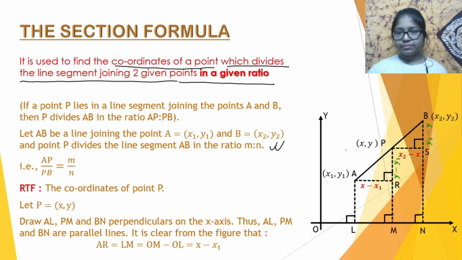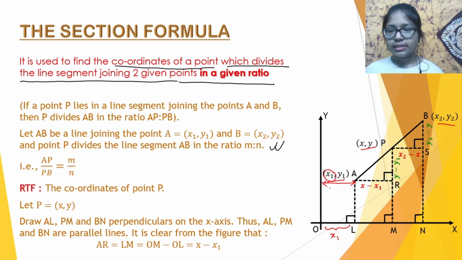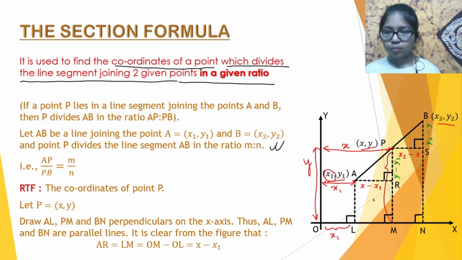So this is the diagram. This is A with coordinates x1, y1, B with coordinates x2, y2, P with coordinates x, y. This distance is x1, right? Because its coordinate is x1. This distance is x1 as well. Come to here, x. This distance should be x, right? This distance is also x here, so I have written it here only. And y, this distance has to be y, that is this distance y.